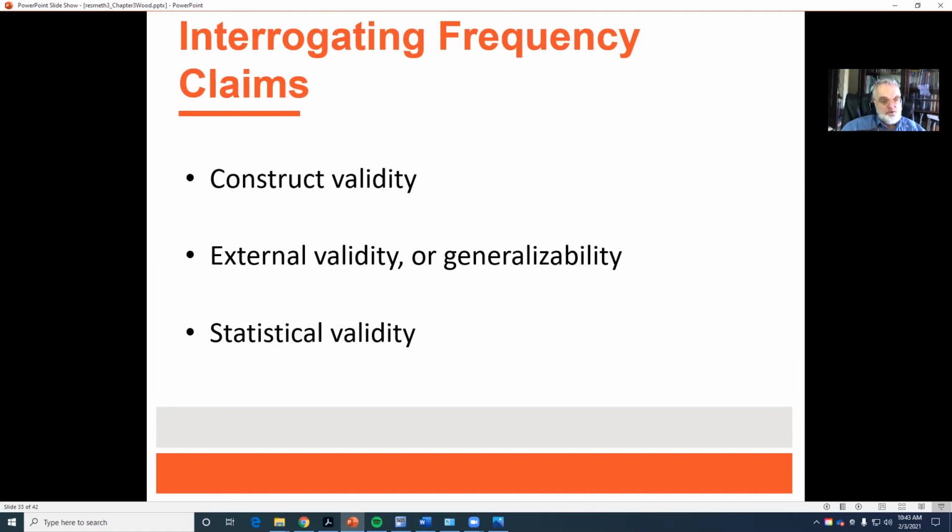Frequency claims for external validity. Did the people who participated in my study, were they a representative sample of even the people I've identified to study? Is it generalizable to other people? If I invite other folks to come to Missouri, will they have the same experiences in this environment?